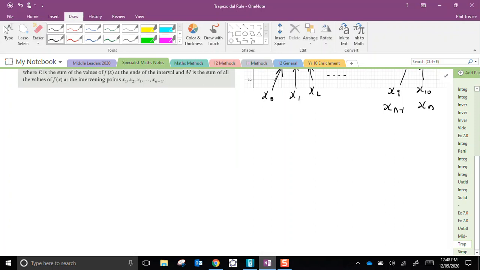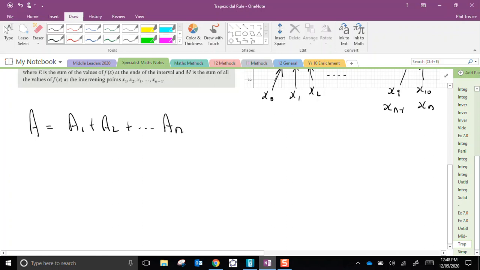Our trapezoidal rule tells us we would want to find the area as area 1 plus area 2 and so on, all the way up to area number n for the nth strip. As we just saw, that's w multiplied by f of x0 plus the function evaluated at x1, over 2.